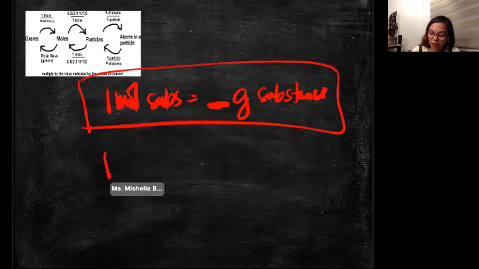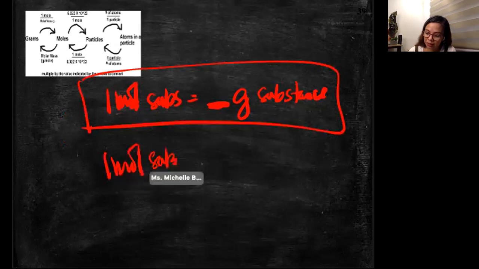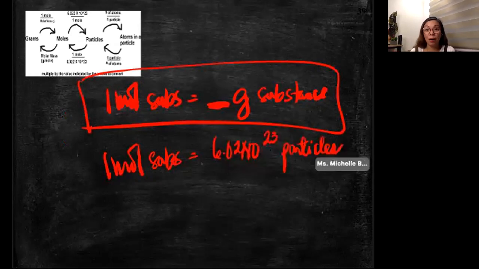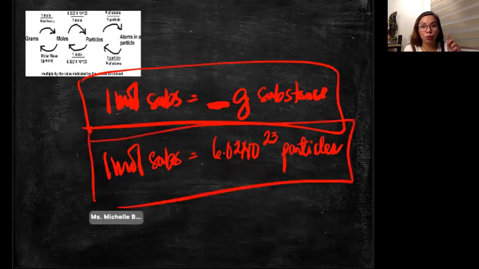Okay, that's one. Then another representation is 1 mole of a substance is equal to the Avogadro's number, 6.02 times 10 to the 23rd particles. Okay, so please take note that these two will be used only if the problem is about mass to particles or particles to mass.